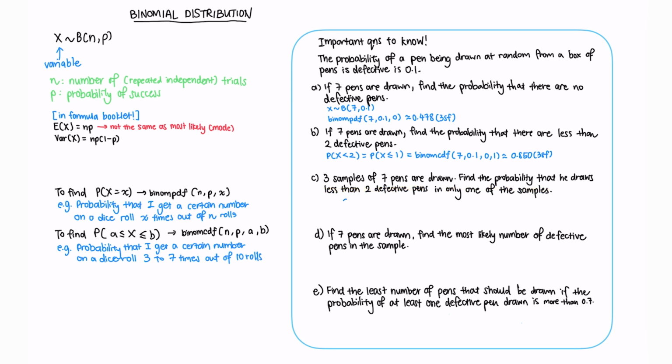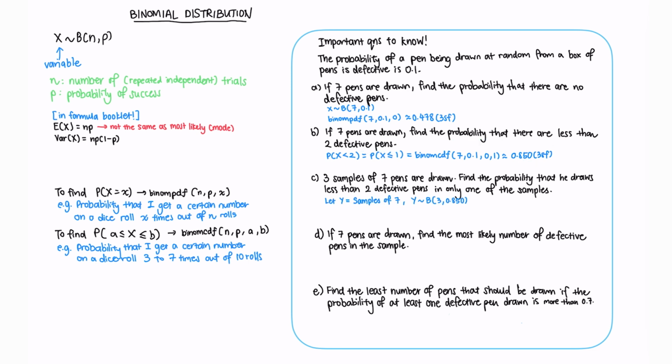So what this guy is doing is he's taking 3 different samples of 7 pens, and he only wants less than 2 defective pens in one of these samples. From the earlier question, we know that the probability that there are less than 2 defective pens is 0.850.